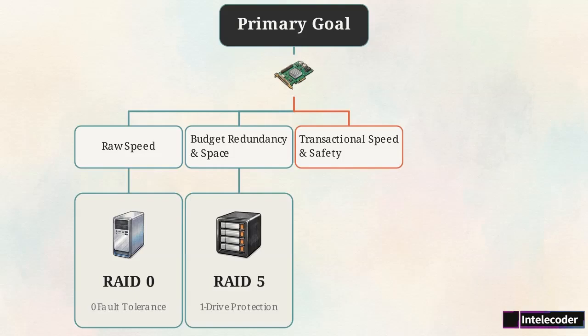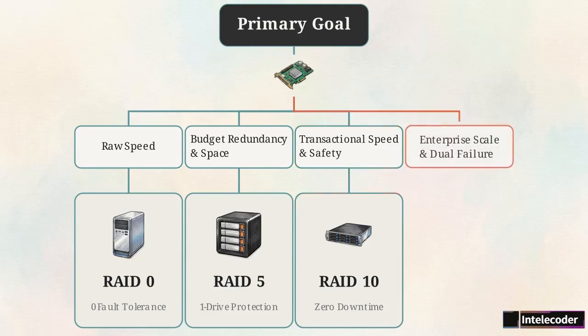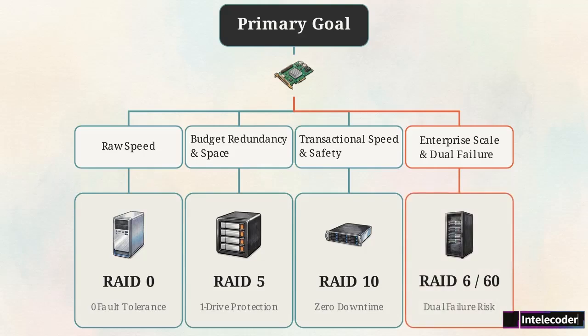If you manage a mission-critical database that requires highly transactional speed and zero rebuild downtime, you pay the hardware tax and deploy RAID 10. And if you are architecting massive enterprise arrays, where rebuilds take days and double drive failures are a probable risk, you choose RAID 6 or 60.